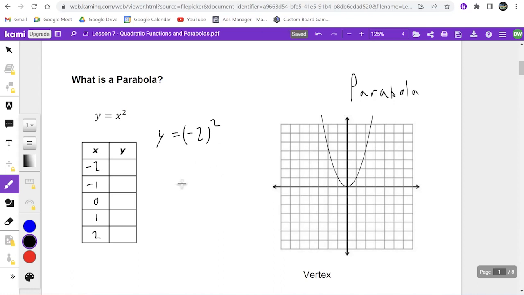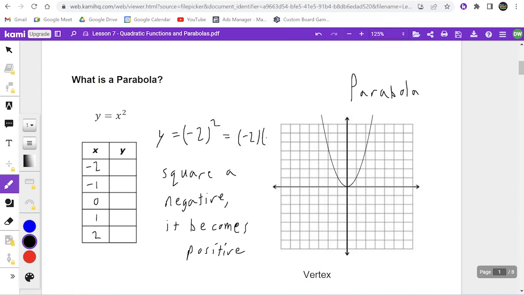And one thing you should absolutely know, when you square a negative number, it becomes positive. When you square a negative number, it becomes positive. The reason for that is simple. Really, -2 squared is the same thing as -2 times -2. And the 2 negatives make a positive. In other words, you're going to get +4 as your result. So that's what I'm going to plug into my y chart.